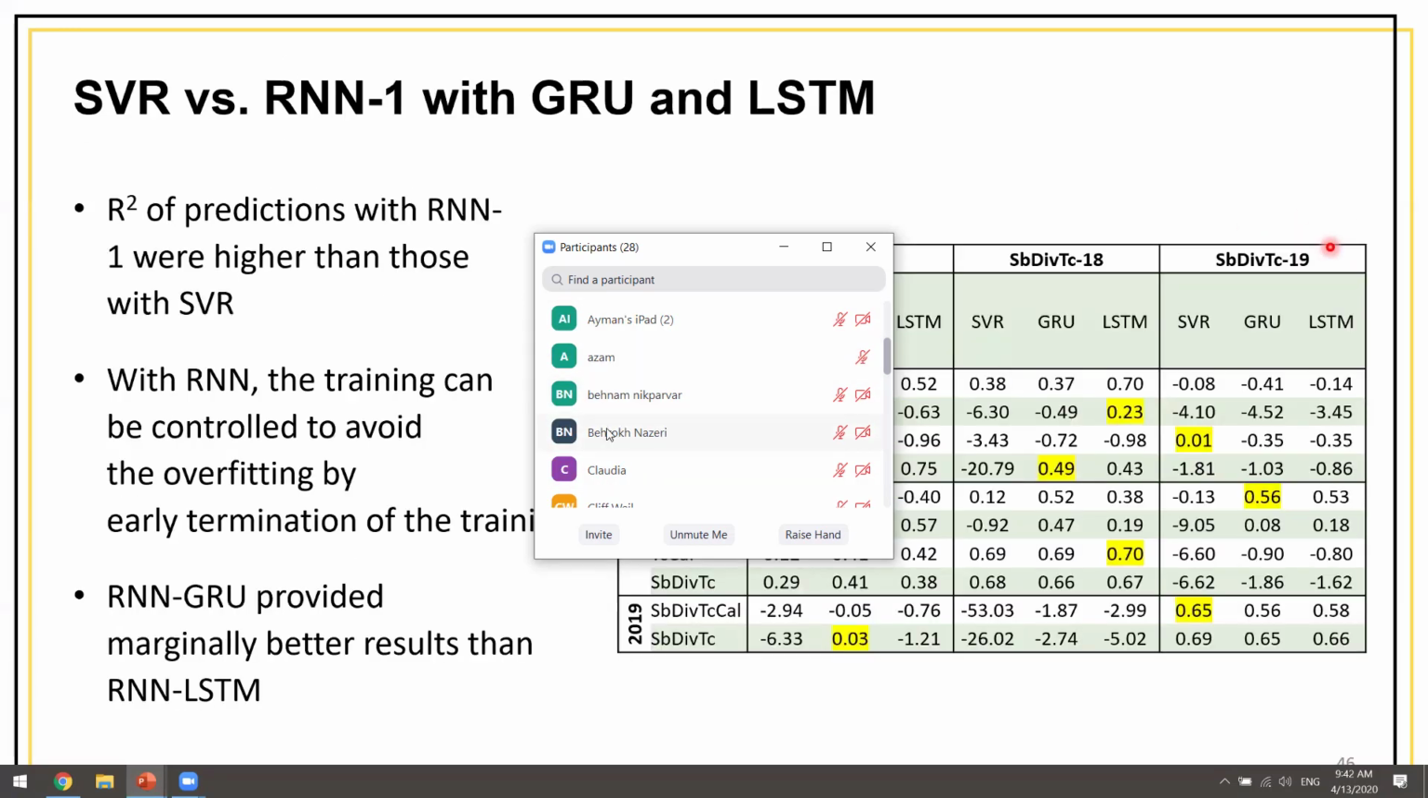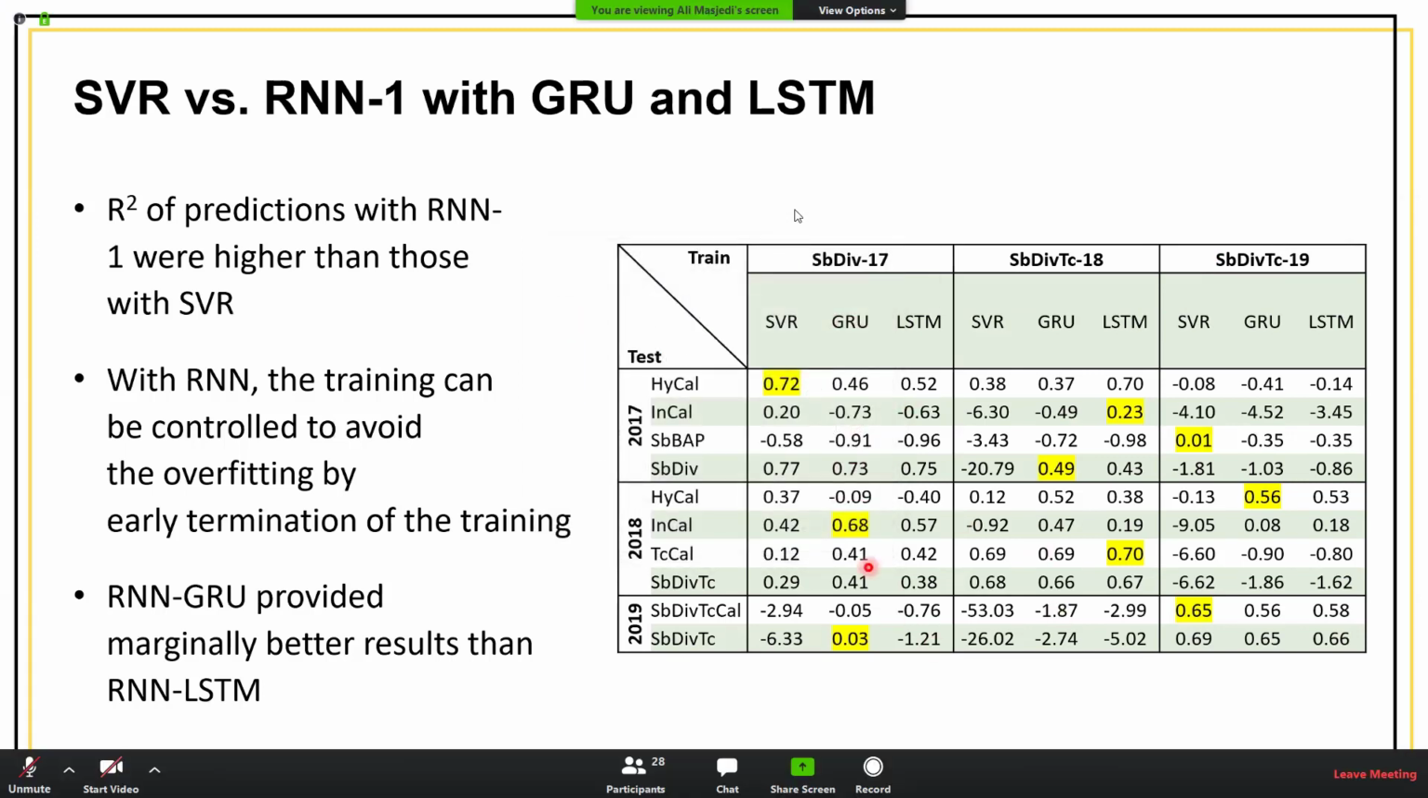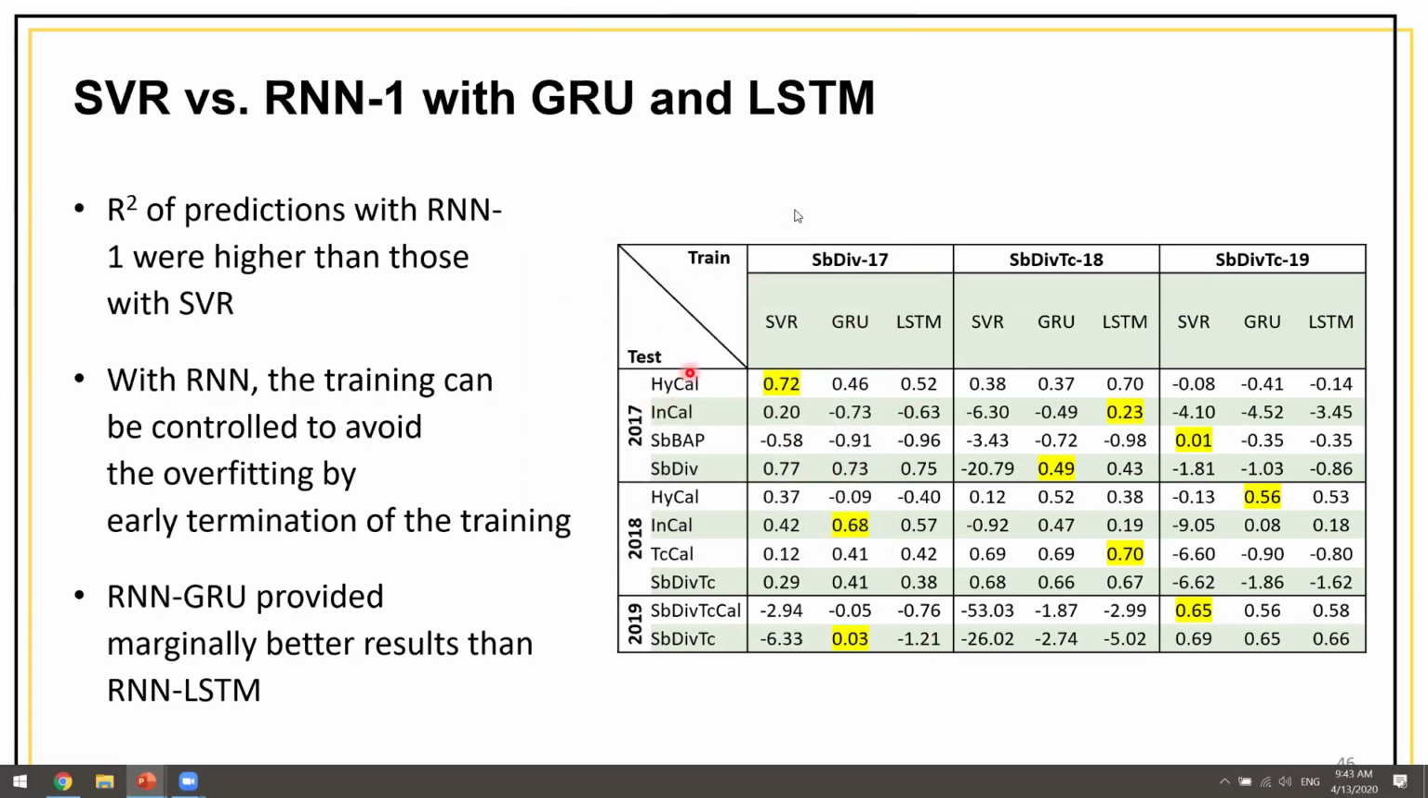So these are the results of using SVR, RNN with GRU, and RNN with LSTM. We trained the networks on 3 experiments, and also SVR on 3 experiments, trained on SPDIF 2017, SPDIF test plus 2018, and SPDIF test plus 2019. And you can see the results here. I have highlighted the maximum R square for each experiment.